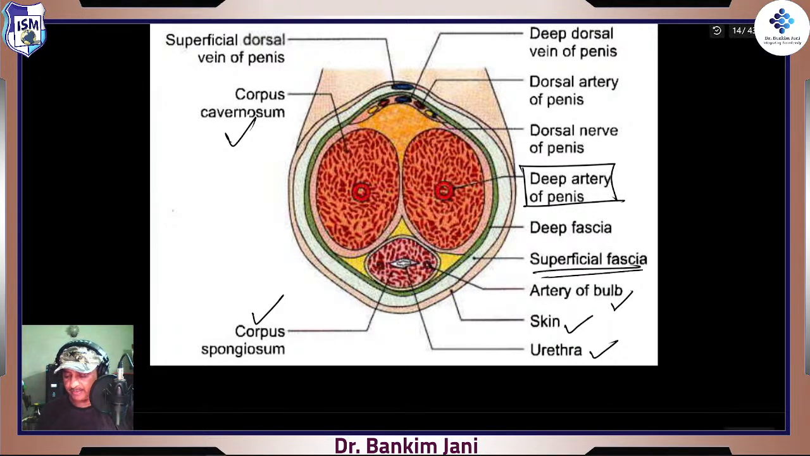The rest is all fine: deep fascia, superficial fascia, and then these are the nerves. There is another artery, the dorsal artery of the penis, which is on the back side, and then these are the veins. So now you know the structural architecture of it.